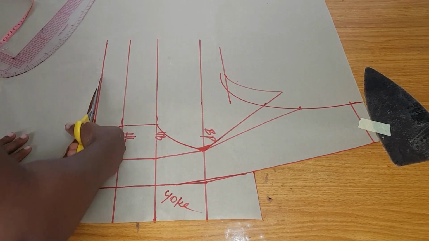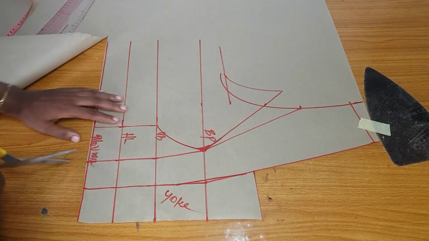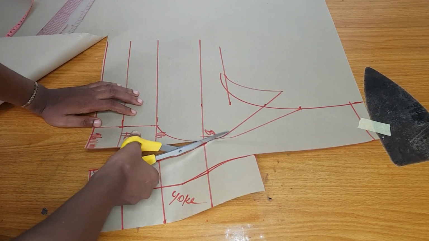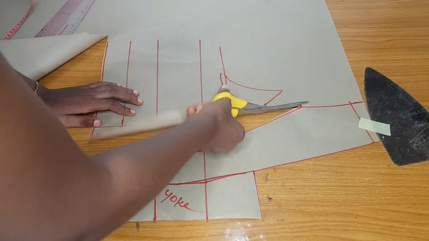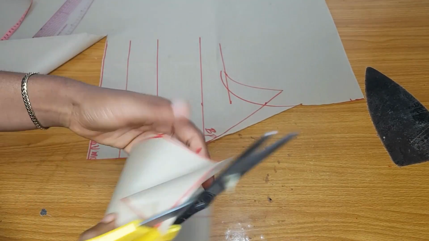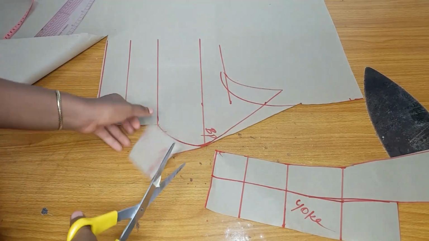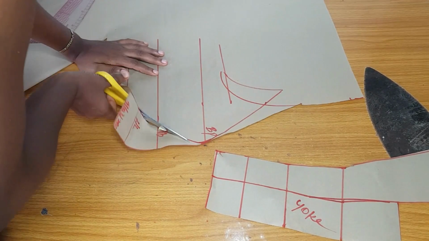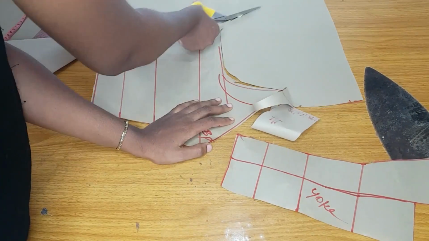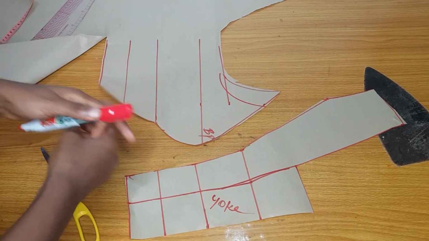So I'll go ahead and cut out. For now, I will not cut out my yoke. I'll cut out my yoke after I must have finished taking my body measurement and the rest. So I want to cut out that area for now. So after that, I will place the center front on the side.